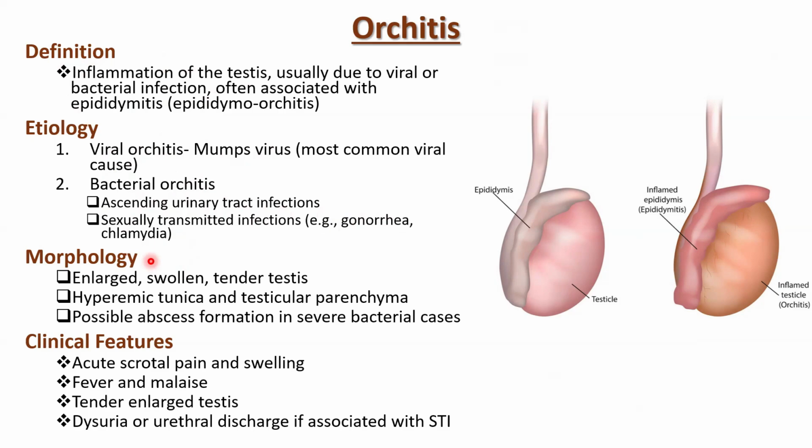What are some of the causes of viral orchitis? I've told us about mumps, bacterial orchitis, talked about UTIs and STIs. So what will be the features, as you can see here? This will be reddish, it will be swollen, and it will also be painful. So you have scrotal pain and swelling. Of course, difficulty in passing urine.